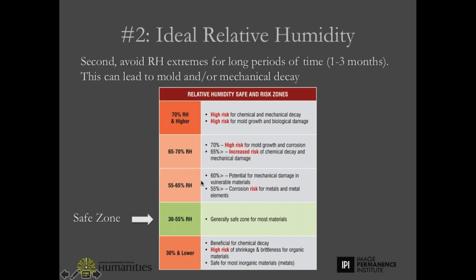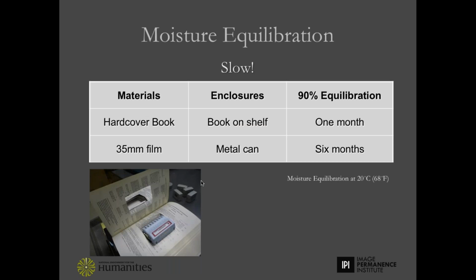And now why is that? The reason is your collection doesn't actually feel short-term changes in relative humidity. Based on lab experiments and field research, we've found that it takes about a month for a book or a box of photographs to reach equilibration with the environment. That is, it takes a whole box of photographs about a month or more before it actually feels a change in relative humidity, before the amount of water in the objects matches the amount of water in the air.